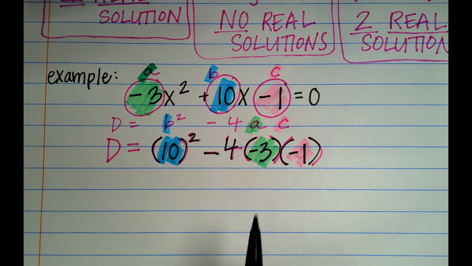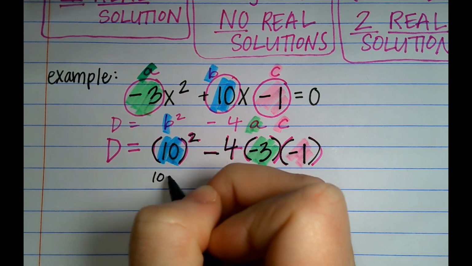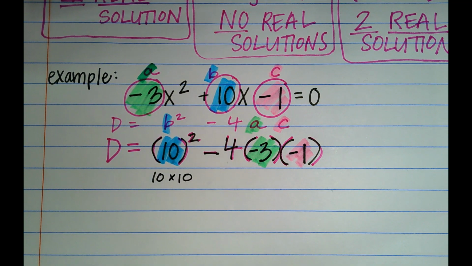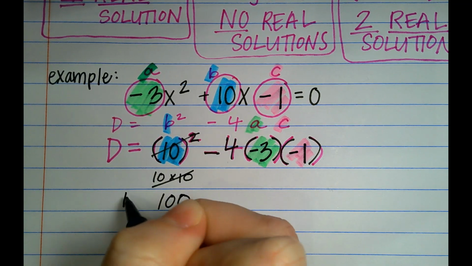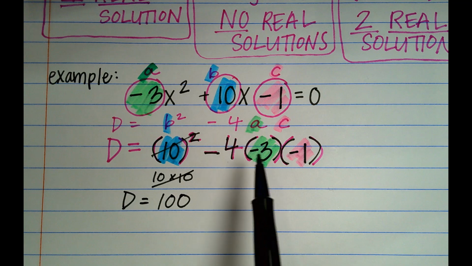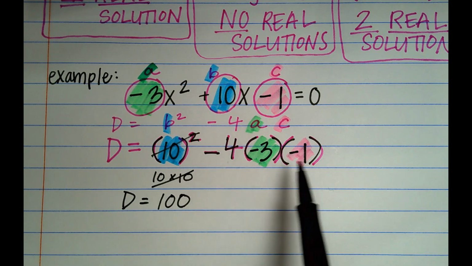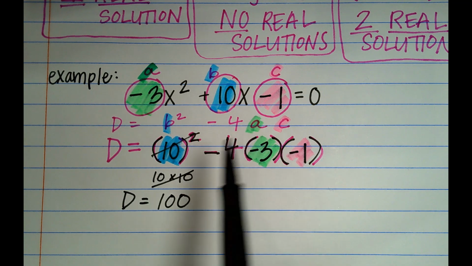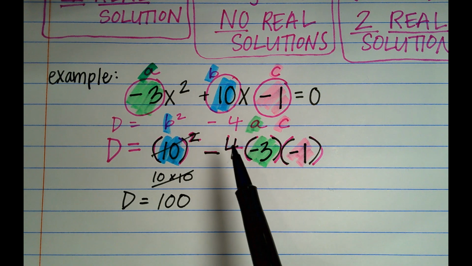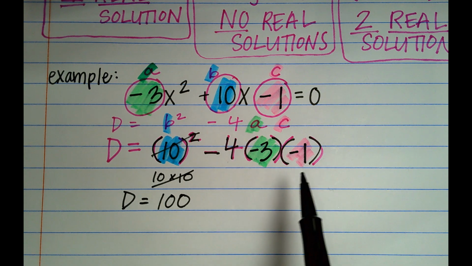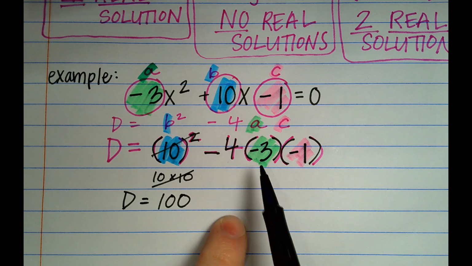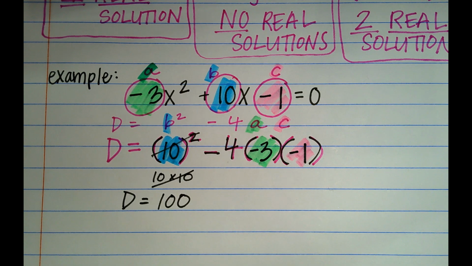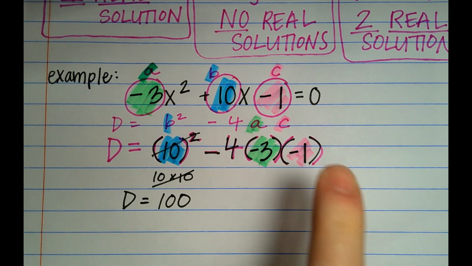what? 10 times 10. Perfect. What is 10 times 10? 100. Okay, so we have 100. And what do I do next here? Multiply. Yes, we're going to multiply. Then I heard somebody start. They said -4. Yes. Beautiful. -4 times -3 times -1.